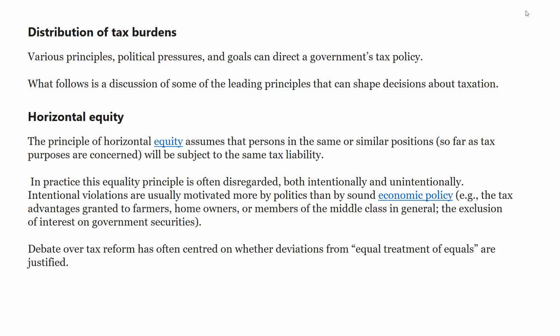I hope you understood, people. What is horizontal equity? Yes, sir. Yes, sir. Yes, we have one more minute. If you have any questions, doubts, or clarifications, you can ask me.